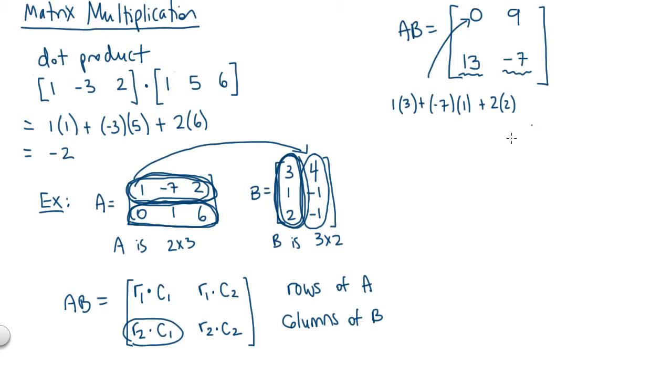Okay, so maybe for the purpose of this calculation, I'll just show you one other calculation. For example, how did we get 13? Well, we did row 2 of A dotted with the first column of B. So it looked like 0 times 3 plus 1 times 1 plus 6 times 2 was where that number came from.